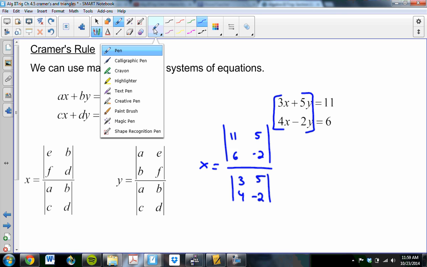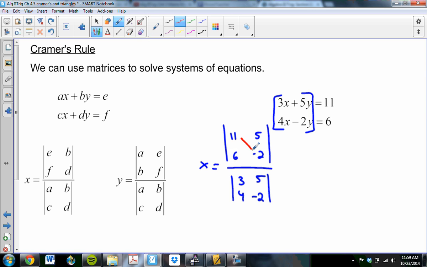Again, this should be pretty straightforward. I'm just going to multiply and subtract. So it becomes -22 minus 30 on top. On the bottom, I'll have -6 minus 20. That gives me -52 over -26, which is 2. My x value is 2. It's rather straightforward.